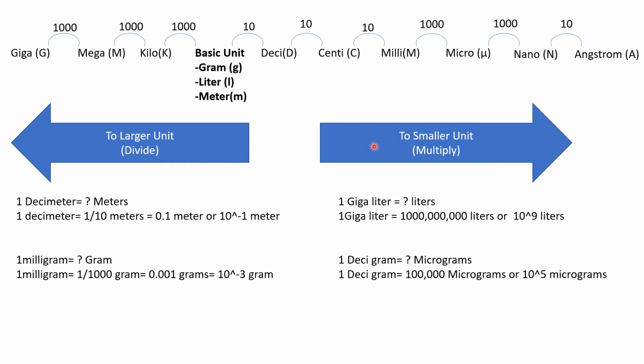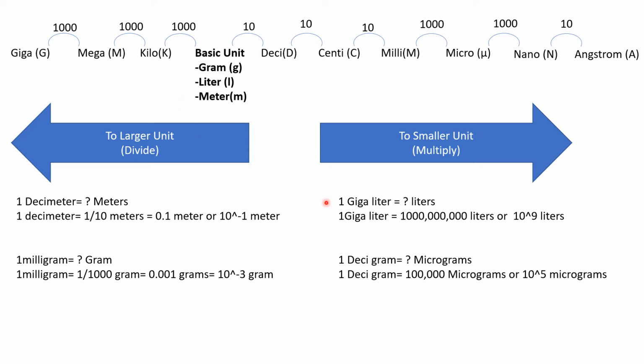Now, notice right here where I wrote down that if you're going to move to a smaller unit, you're going to multiply, and if you're going to go towards a larger unit, you should divide. What does that mean? Let's go ahead and take a look at a few examples.